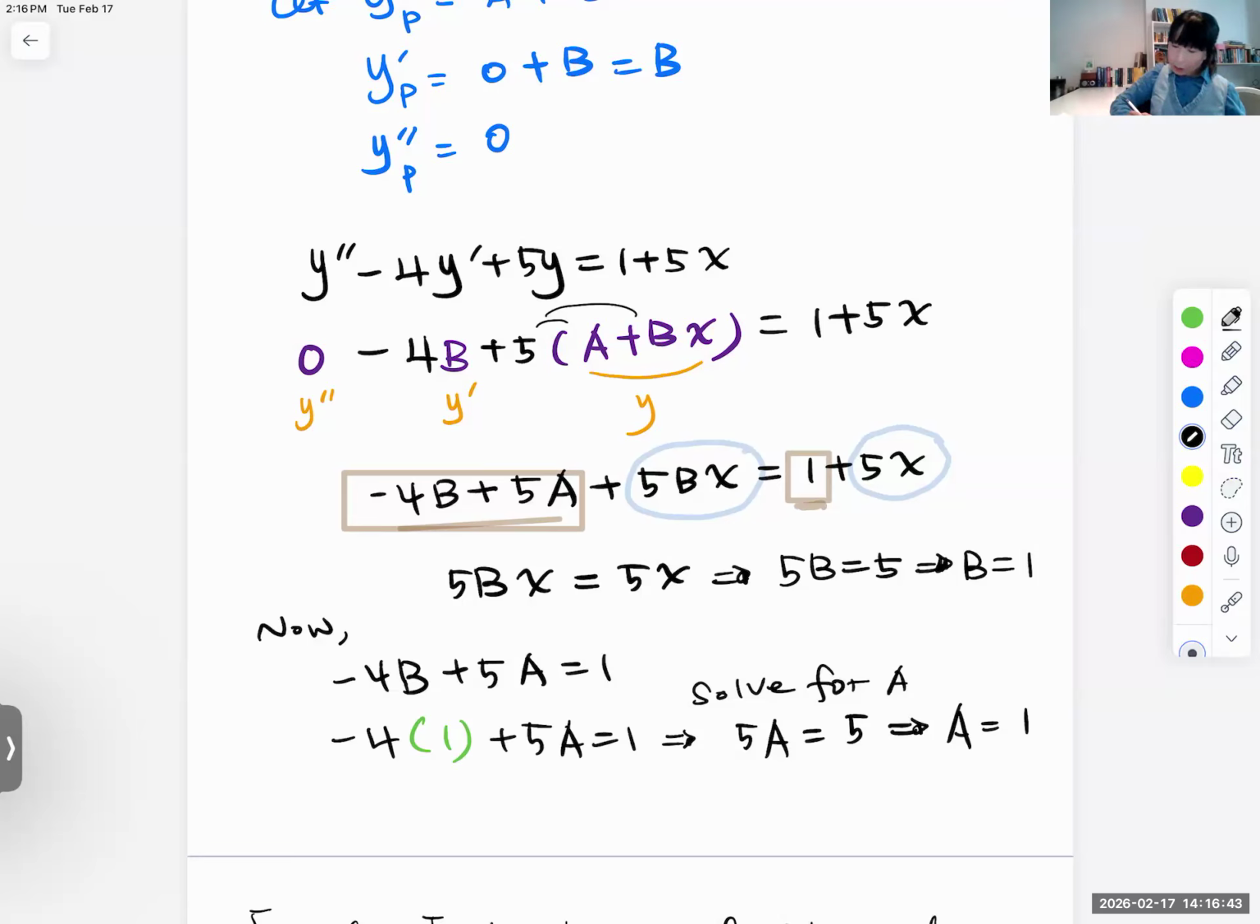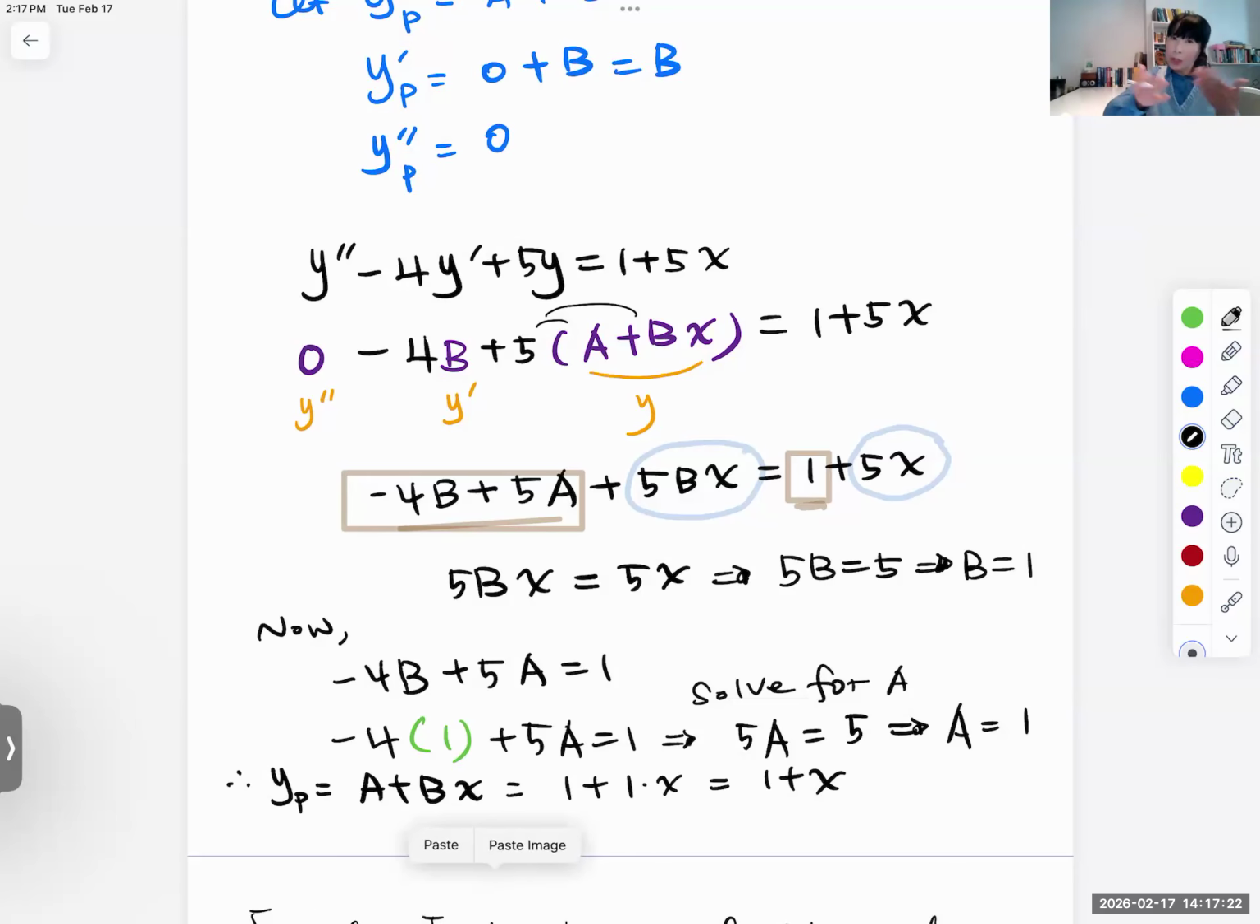Let's write it in. So we say the particular solution has a linear form, a plus bx, right? So let me conclude. Three dots means conclusion. Particular solution equal to a plus bx. We found earlier that a equal to 1, b equal to 1. So we get 1 plus x. Yeah, that will be the particular solution.